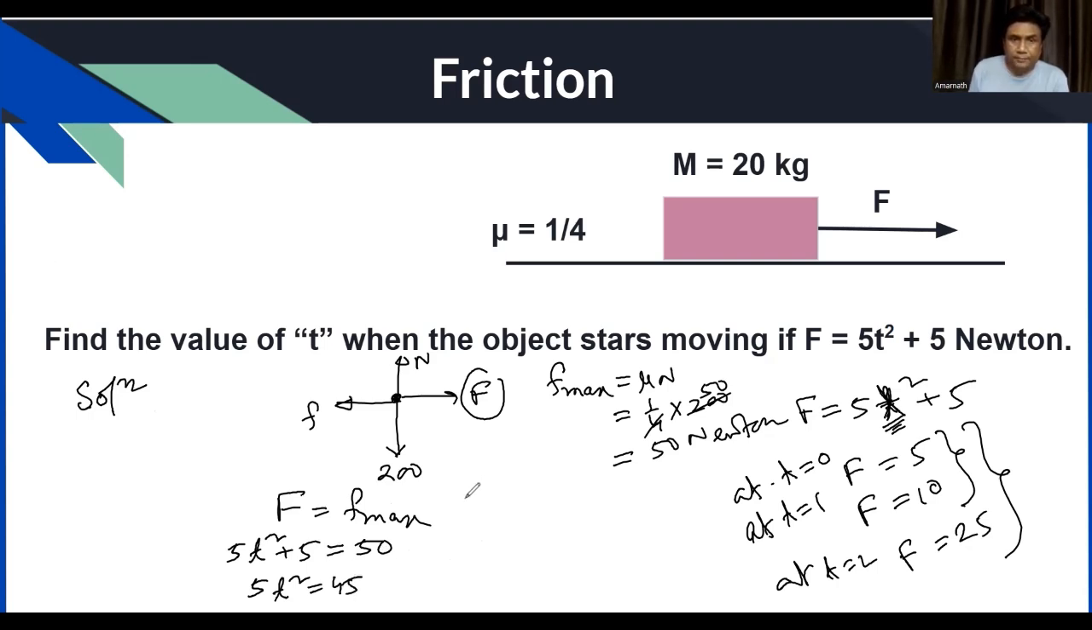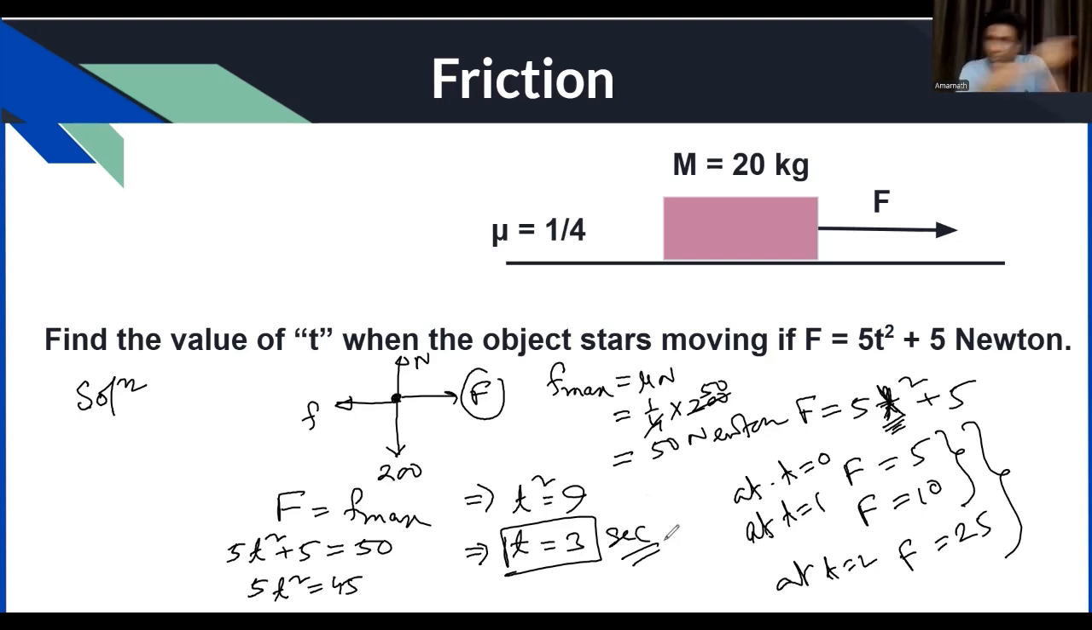So t square will be 9, since 45 by 5 is 9. So t equal to 3. You cannot take minus 3, because negative time does not have any meaning. So you have to take plus 3 only. So at 3 seconds, say your father has started pulling the fridge according to the formula and you are watching the clock, t equal to 3 is the answer. Please copy it first, then I'll give you another question.